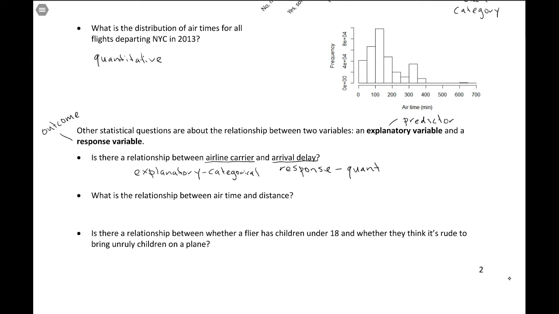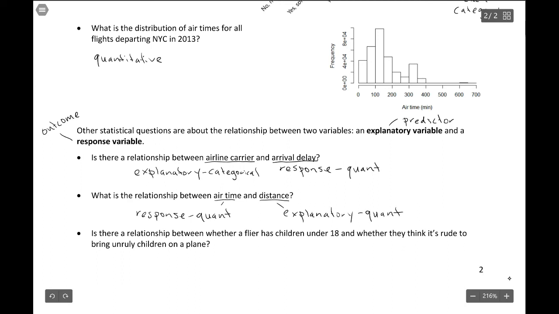The next one, what is the relationship between airtime and distance? So these are both quantitative variables. It's not quite as clear maybe which one is the response and the explanatory. Sometimes it isn't. But I think maybe we're really most interested in how long this flight is going to take. So I would say that this one is probably the response variable. And like we said, that's quantitative. How many minutes is it in the air? And the distance, that's what we're using to predict the airtime. So that's the explanatory variable, and it's also quantitative.